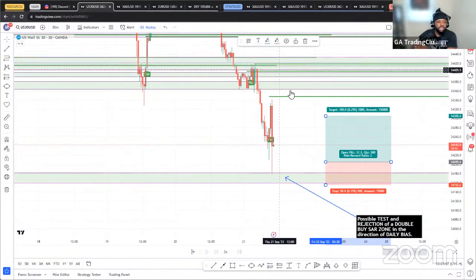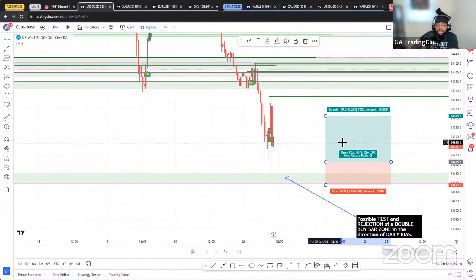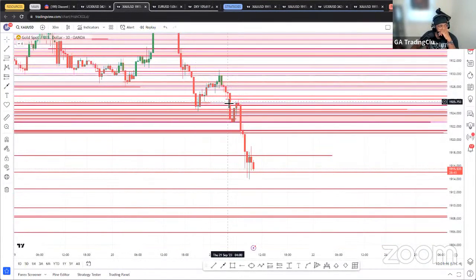What else? The other trade. So I want US 30 to come down. Like, I don't want US 30 to take off just yet. I want it to come down. What we have on gold right now, 30-minute entry.